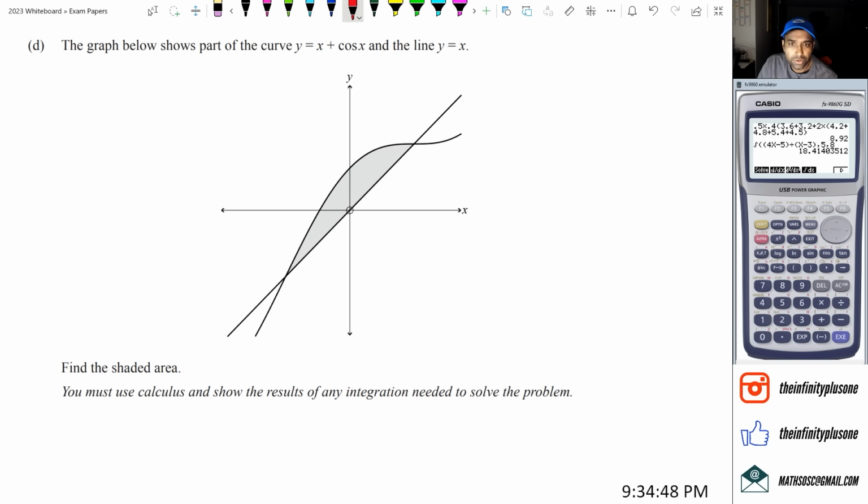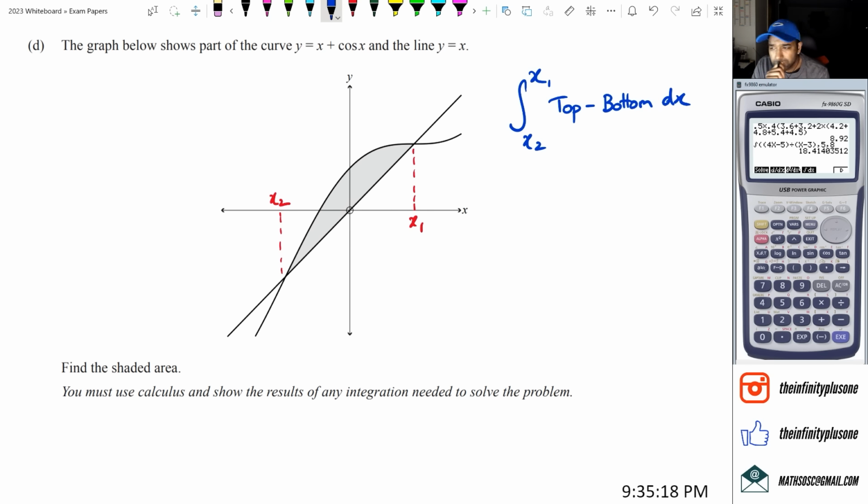So question 3D, what we're going to have to do is figure out what this x value is. I'm going to call it x1, and this one x2. Those are the two values I need to figure out first. Remember, when finding area between two curves, you go between x1 and x2, top curve minus bottom curve, dx.